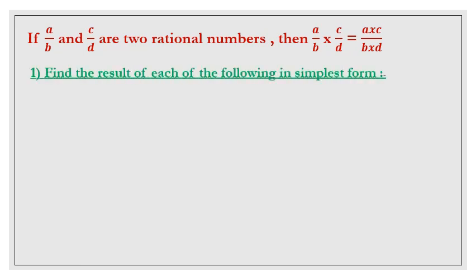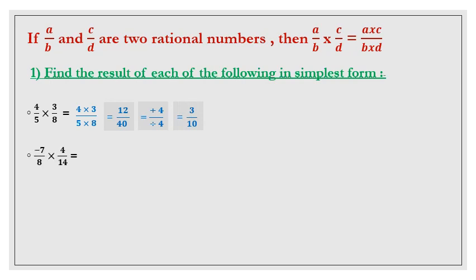For example, find the result of each of the following in the simplest form. Number 1, 4 over 5 by 3 over 8: multiplying numerator and multiplying denominator, then 3 by 4 over 5 by 8 equals 12 over 40. And simplify it, divisible by 4, then 12 becomes 3 and 40 becomes 10.